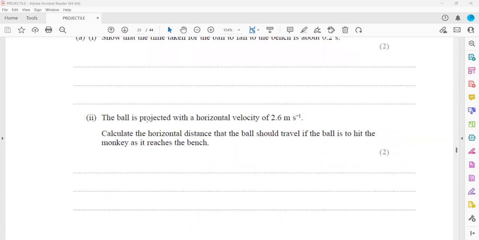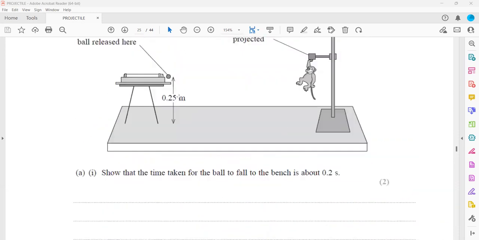The ball is projected horizontally at a speed of 2.6. Calculate the horizontal distance. So the launching speed is 2.6 meter per second. And the time it takes to fall is 0.23 second, which we already calculated in the first part. We want to calculate the horizontal distance or the range of this projectile. How to get the range? Range is a distance. Speed is distance divided by time, so distance is speed multiplied by time.